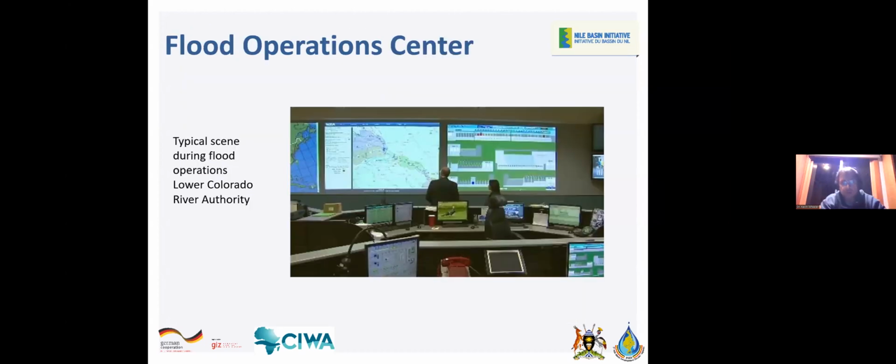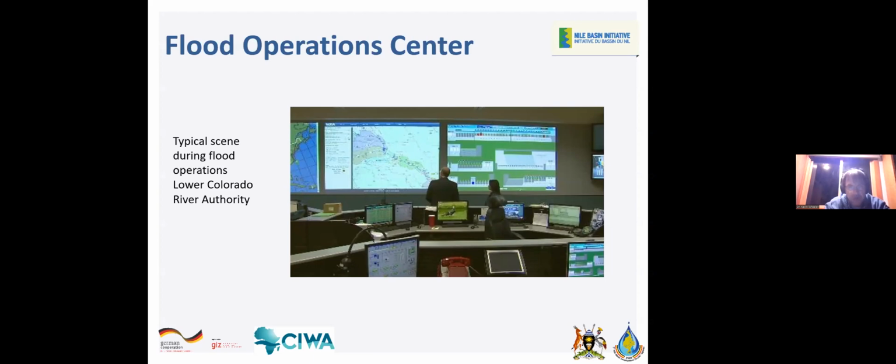Now, here's a typical scene in a flood operations center for the Lower Colorado River Authority, on a river actually in Texas, not the other Colorado River, but it experiences major floods. And really, when it becomes flood stage, it's all hands on deck. Everybody, it's 24/7. People are in the offices monitoring the sequence of dams all the way down these rivers to make sure they're being managed carefully, meticulously during the flooding conditions. It's a very serious time.